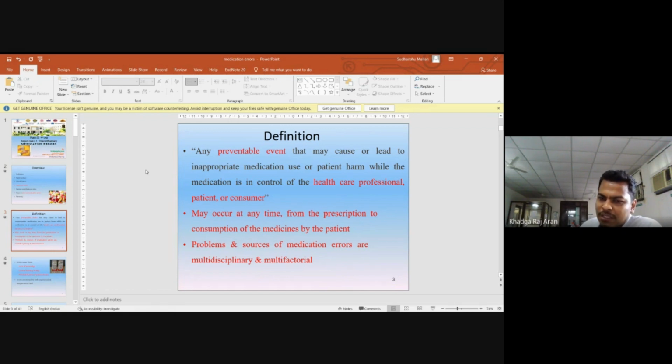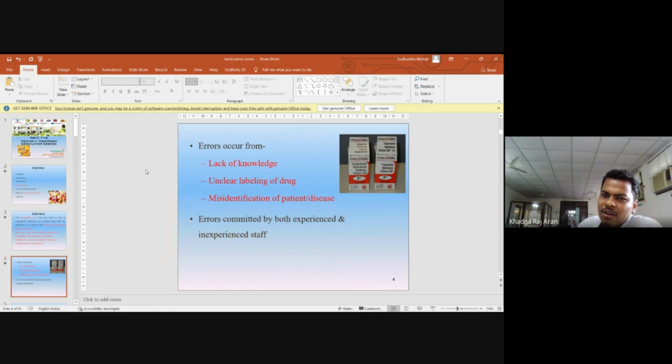depending on the healthcare professionals, depending on the pharmaceutical care, or depending on the dose, depending on the route of administration. So the errors that normally occur are from the lack of knowledge about the medicines, to the pharmacist or to the healthcare professionals or to the patients. It may be due to the unclear labeling of drugs. Sometimes the label is not clear, right? Drug name, manufacturing date, expiry date, batch number, that may lead to medication errors.